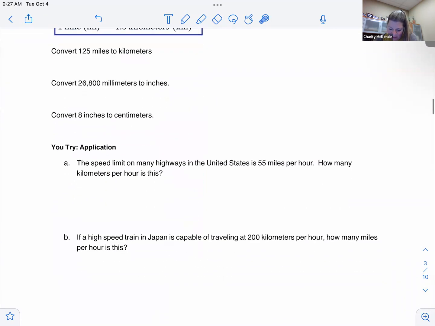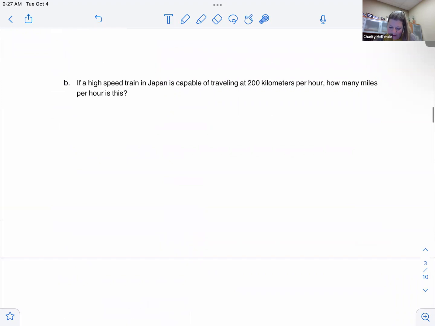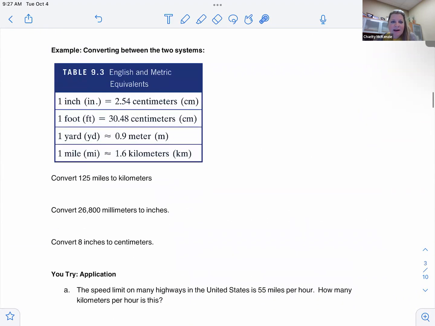Then what if I want to convert? I think this is, yeah, okay, perfect. I was trying to remember where 9.2 started.